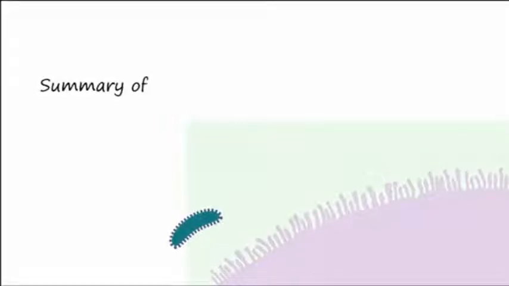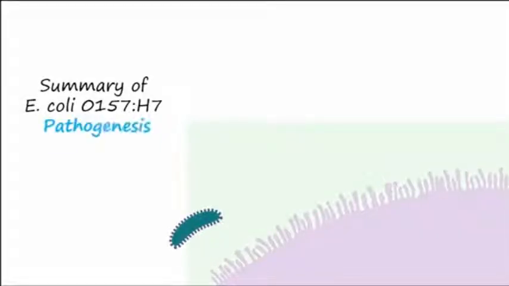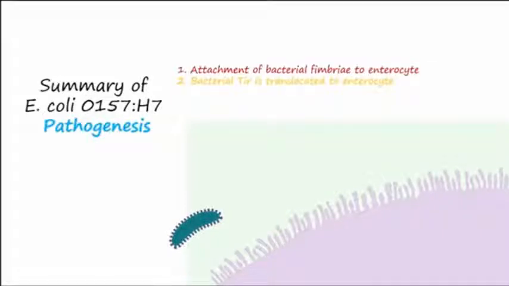Let's review now the steps in the pathogenesis of E. coli O157H7. Step 1. Attachment of bacterial fimbriae to enterocyte. Step 2. Bacterial TIR is translocated to enterocyte. Step 3. Binding of TIR to intimin. Step 4. Release of Shiga toxins.